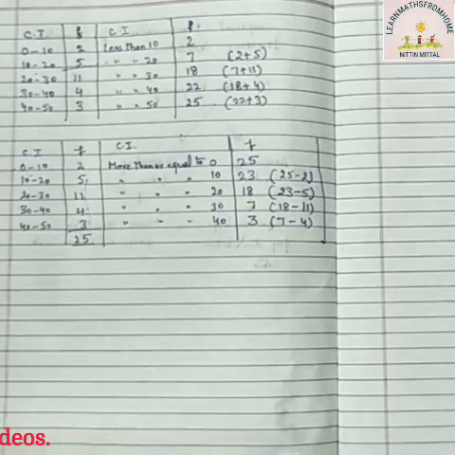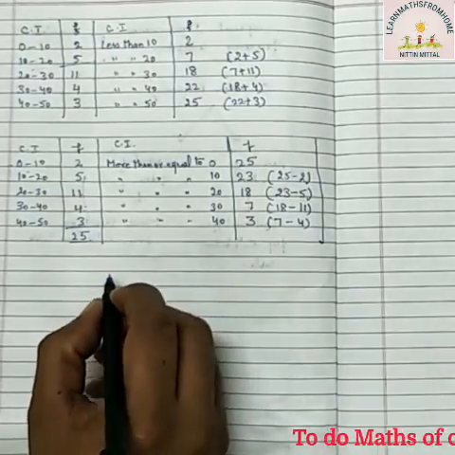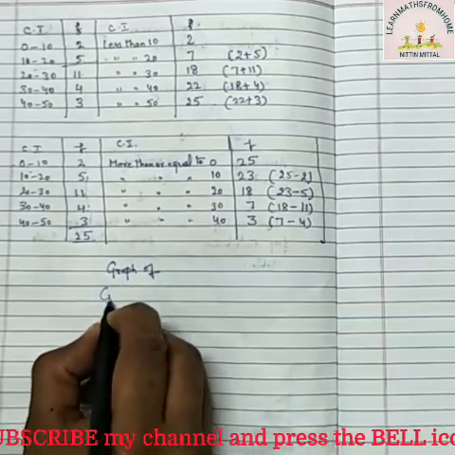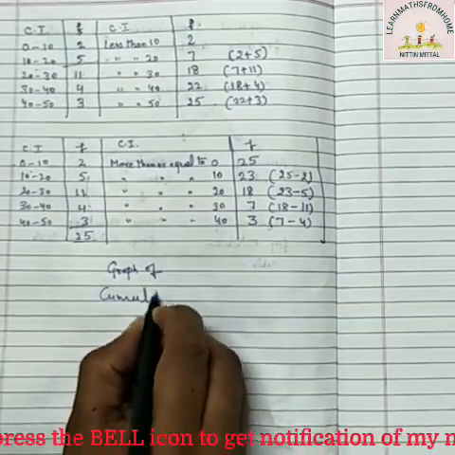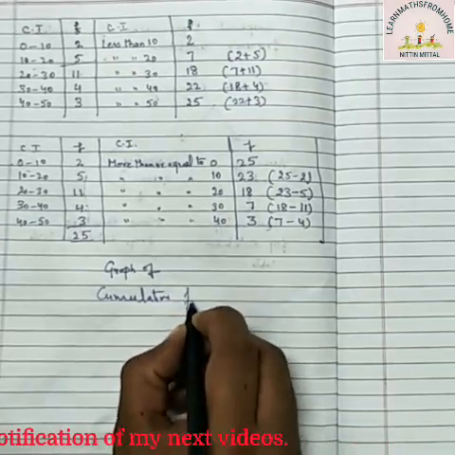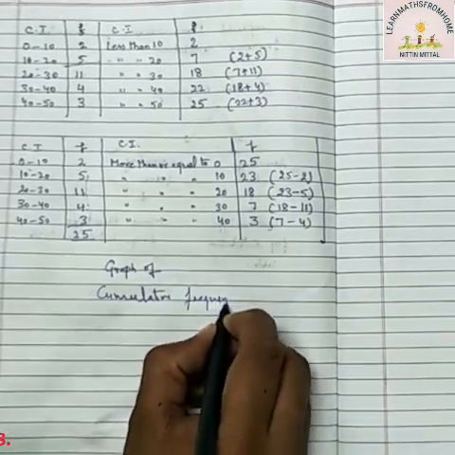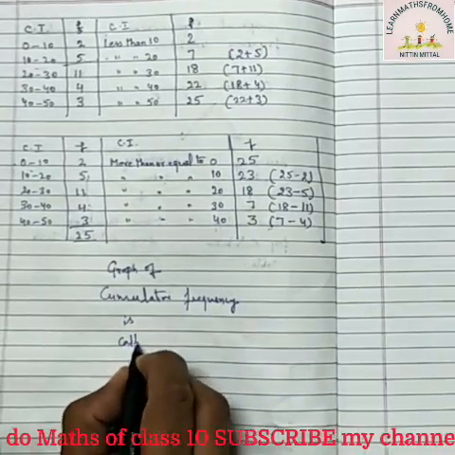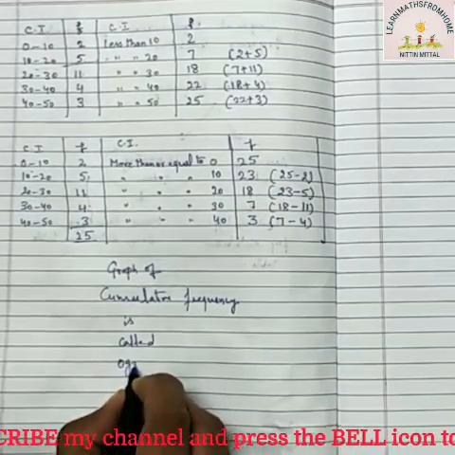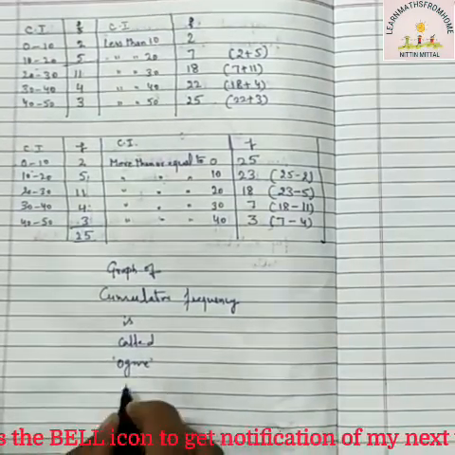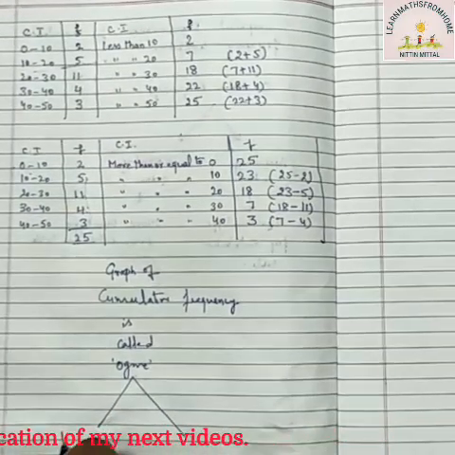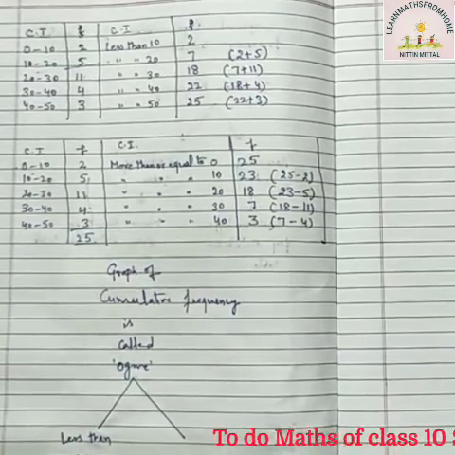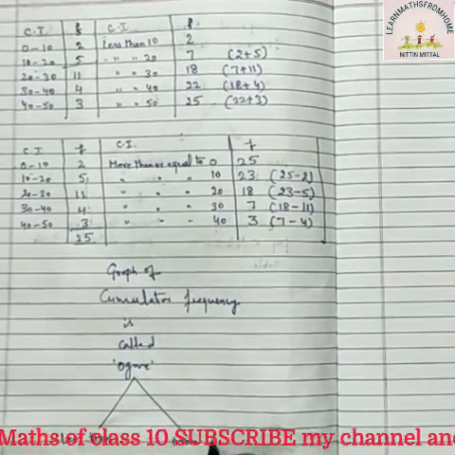Now let me repeat: graph of cumulative frequency is called ogive. It can be of two types: less than ogive, more than ogive.